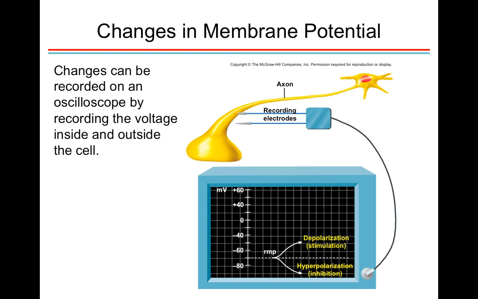And the way that we can read this is using a machine called the oscilloscope. And these are very useful in studying the nervous system.